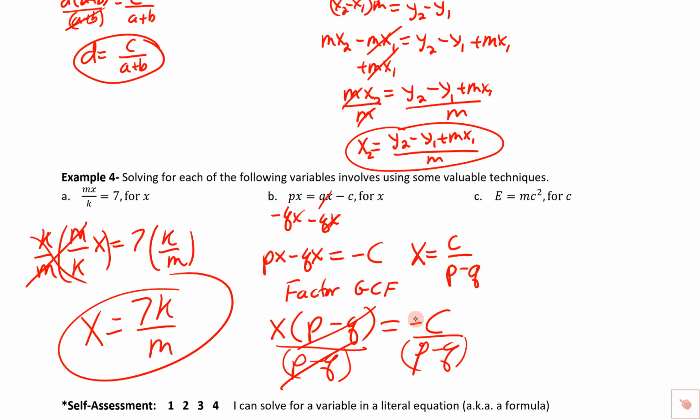Oh, that's negative. Yep, can't forget that one. Okay, perfectly good way to write that one. And then the last one's kind of interesting. We want to solve this for c.